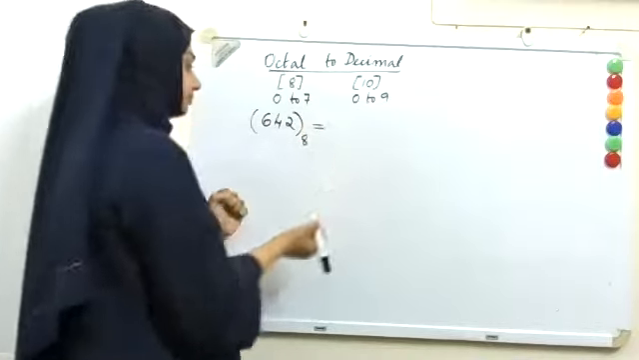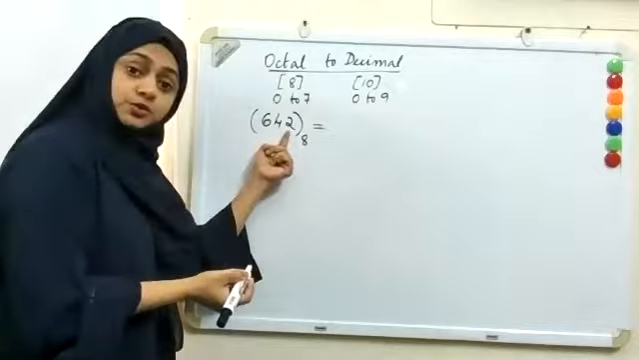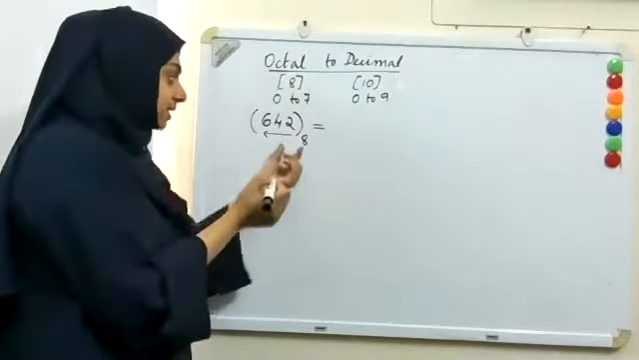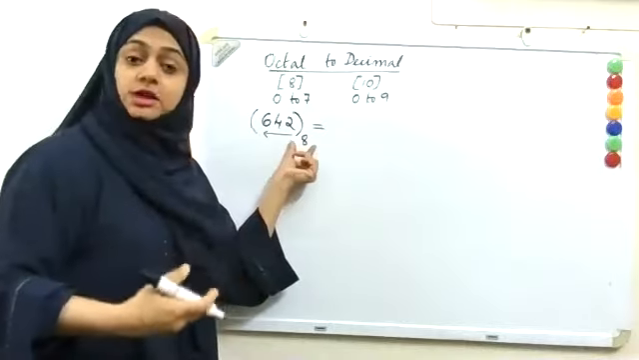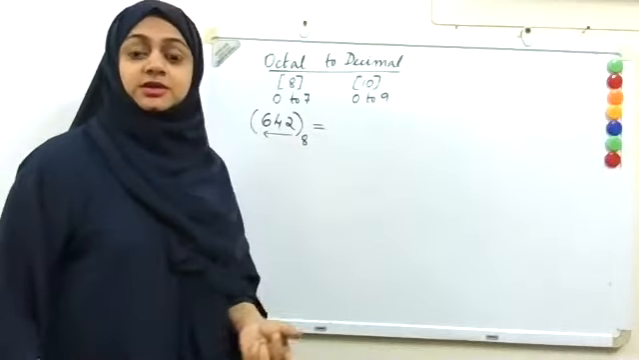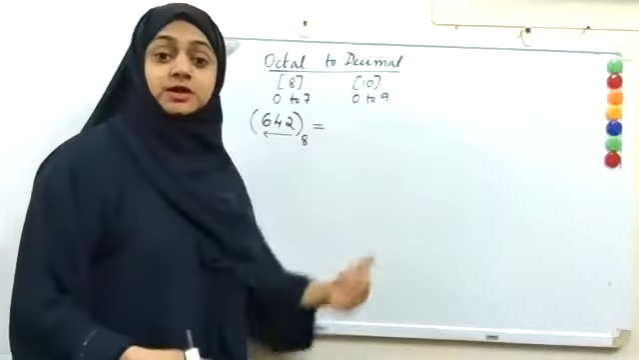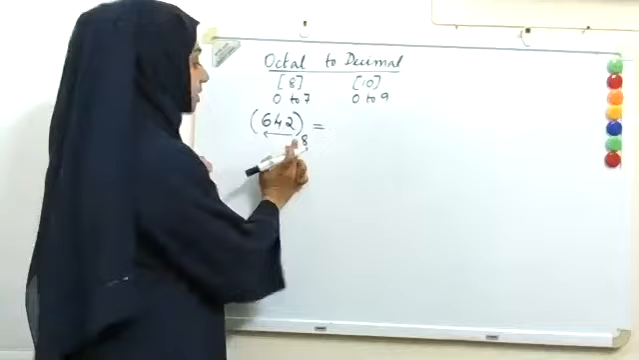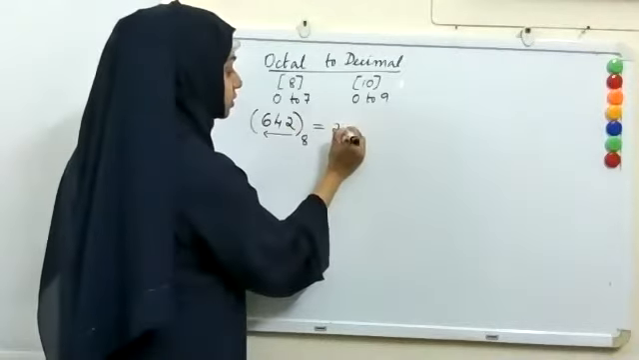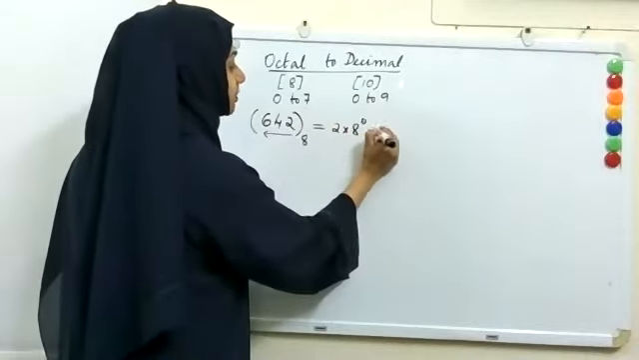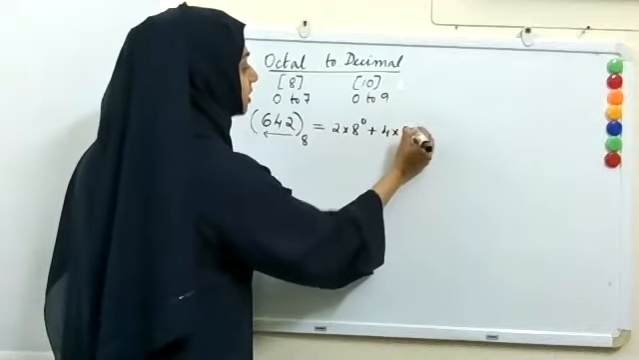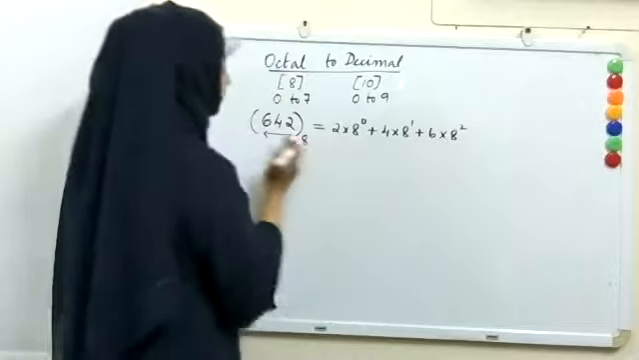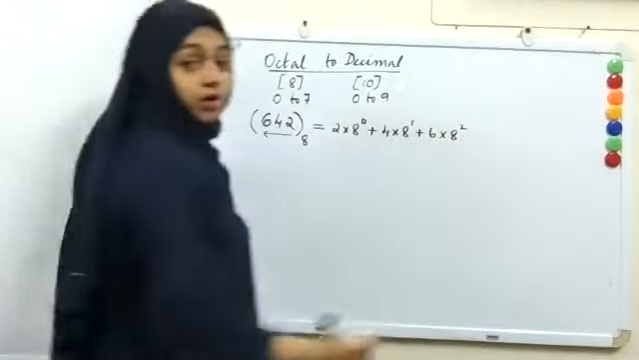We have to start from the unit place and go in this direction and multiply with the powers of 8 starting from 0, just like we did for binary. When we converted binary to decimal, we do it the same way. So let us start from 2. So 2 into 8 raised to 0 plus 4 into 8 raised to 1 plus 6 into 8 raised to 2. If there are more digits, you will have to go on like this.